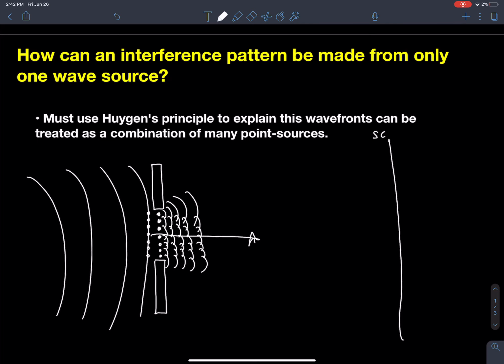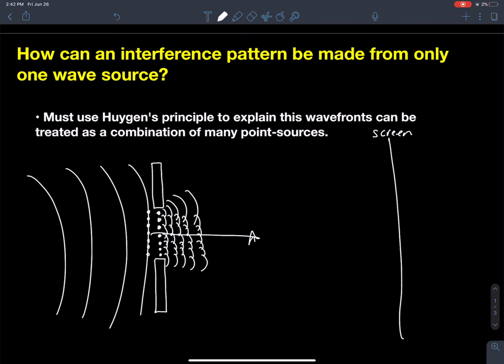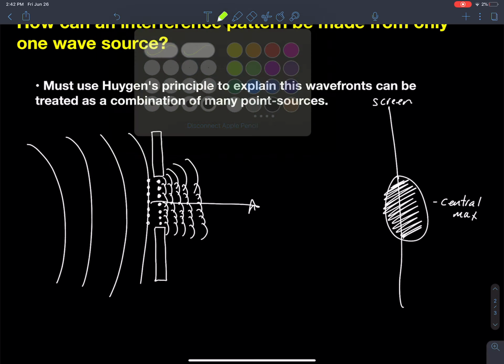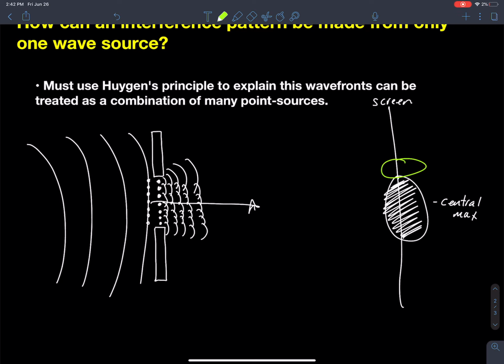So this is the screen, okay? They'd end up at that screen. And what I would see is a very large bright spot formed right there where the opening is. That's our central max. But the big question that I'm asking here is, why do I have a minimum? Remember, that's a destructive interference. That's my dark spot. Why does a minimum form?